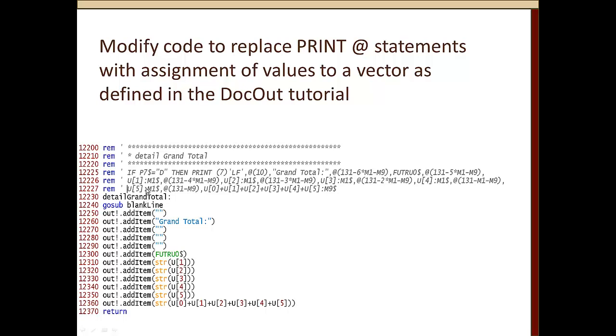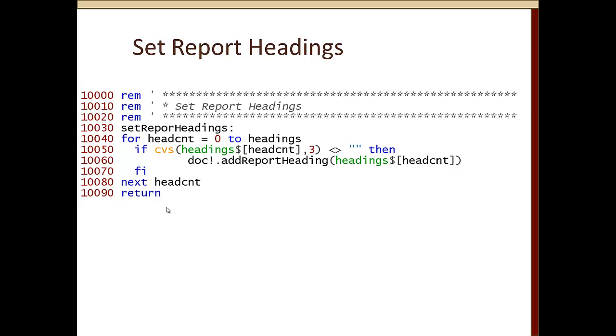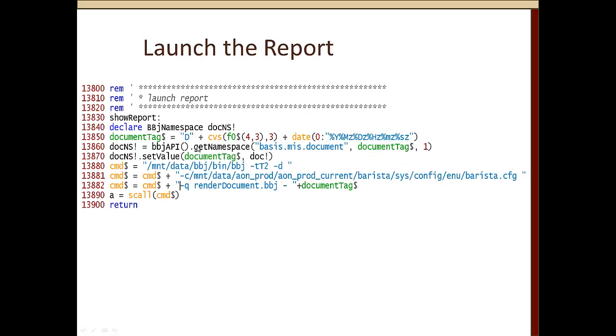And you'll see those match up very simply to GOSUB blank line to create a blank line, and then here are the vector values for grand total, etc., and the various string values. Obviously these nulls are for columns that don't have any values, but you'll see very simple types of matching and nothing particularly difficult. So as I said earlier, not a lot of effort required and pretty straightforward to retrofit some existing code, replacing your print at statements with populating values in the vector. And then we also have the report headings that we would have set early on, and then launching the report.